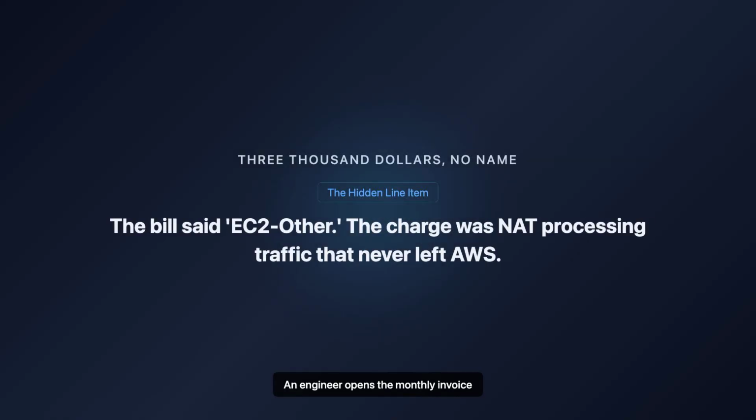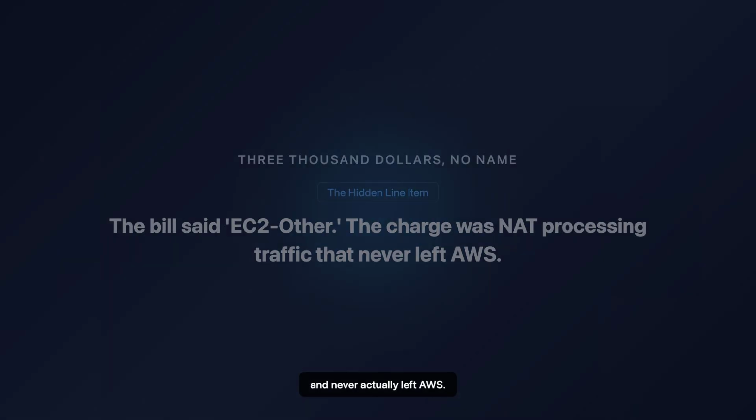An engineer opens the monthly invoice and finds $3,200 sitting under a line called EC2-other. No service name, no obvious cause. Drill in, and it's NAT Gateway data processing on traffic that was headed to S3 the whole time and never actually left Amazon Web Services.